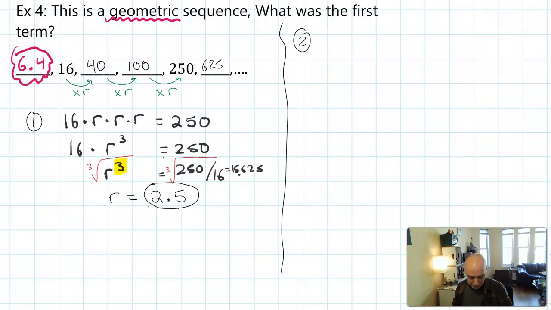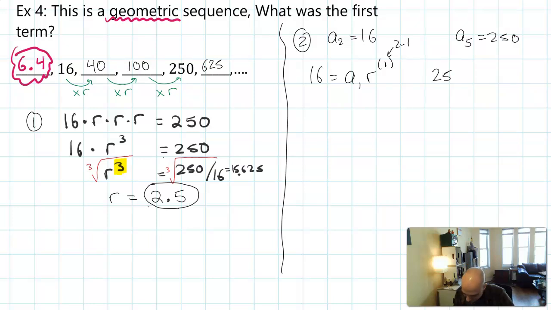So one approach to this problem is to think about it algebraically. I know that the second term is 16, and the 2, 3, 4, 5, fifth term is 250. I also know the general term for a geometric sequence is given by a1 r to the n minus 1. So if I know a2 is 16, I could write 16 is equal to a1 r to the n minus 1. Well, that would just be 1, right? Because it's 2 minus 1. And I could also write that 250 is equal to a1 r to the 4, because it's 5 minus 1.